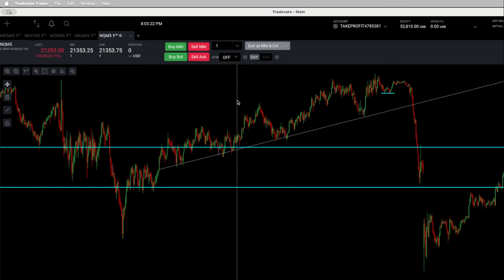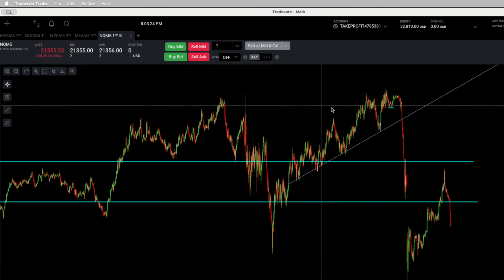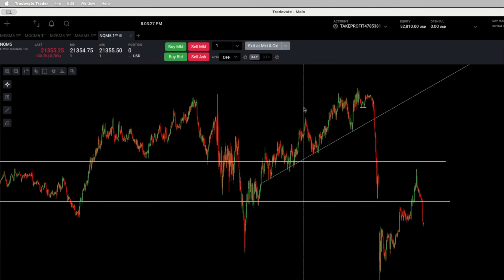So to be clear here, this is a very vague way to explain my trading strategy. If you want a more in-depth version, just let me know. If I get enough requests, I'll make a longer video explaining it more in depth.